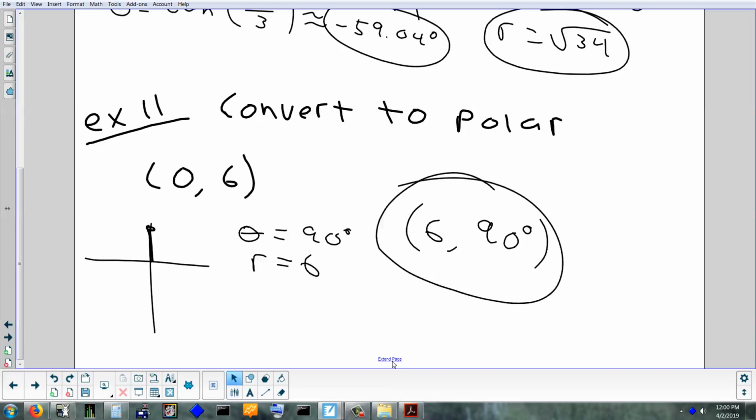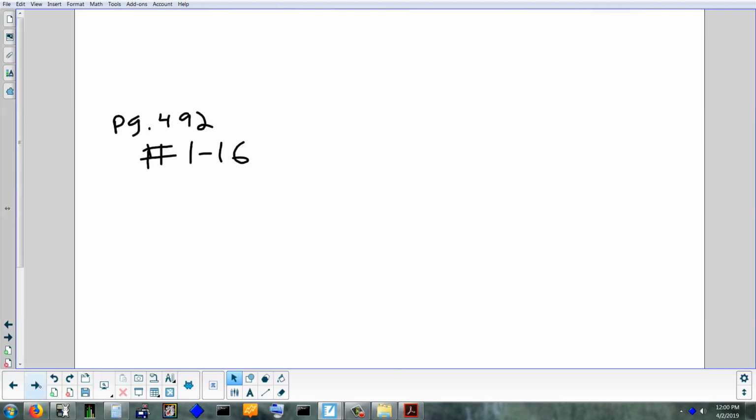Okay. So any questions on that? So tomorrow we'll get into actual polar graphing and then converting between like polar and parametric. Okay, so we'll make the connection between the past 2 days.